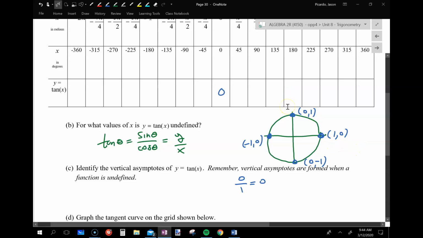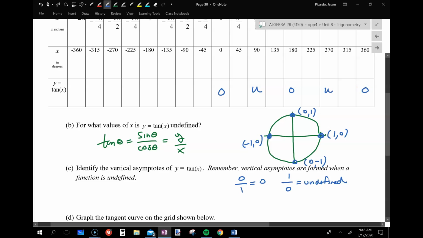How about when I go to 90 degrees? When I go to 90 degrees, what do I have? I have 1 divided by 0. What's 1 divided by 0? Undefined. So what I want you guys to do at 90 degrees is to put a U. All right. At 180, what do I have now? I have 0 divided by -1. What's 0 divided by -1? 0. If I go to 270, I have -1 divided by 0. Undefined. 360 is the same as what? 0.